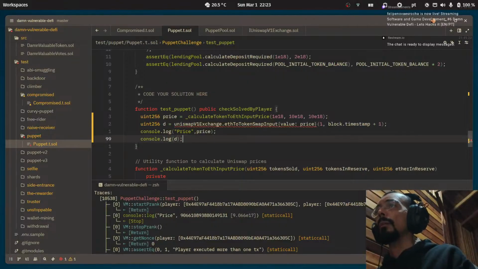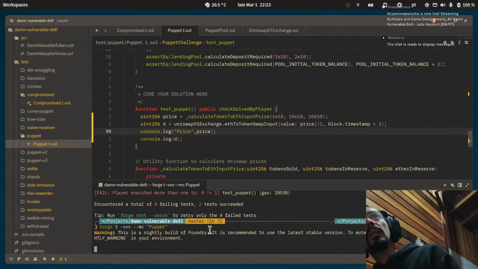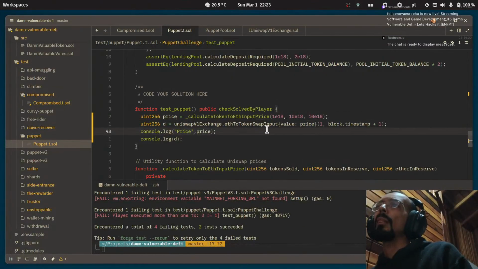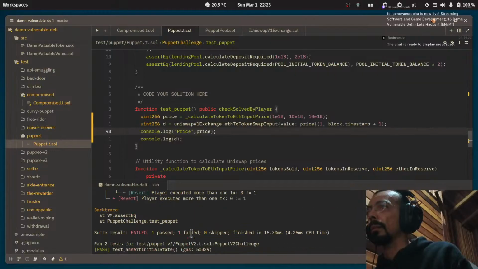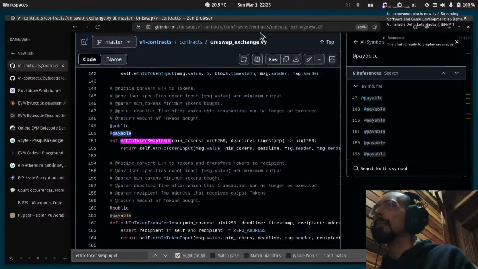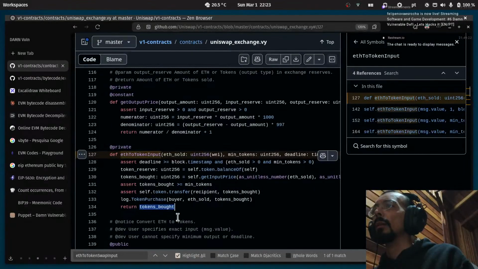Now let's go D. And let's run. So what's gonna happen? We're gonna be taking 1 token based on the price. They return. That's the amount. That's the new price. That's the tokens we got. Okay.